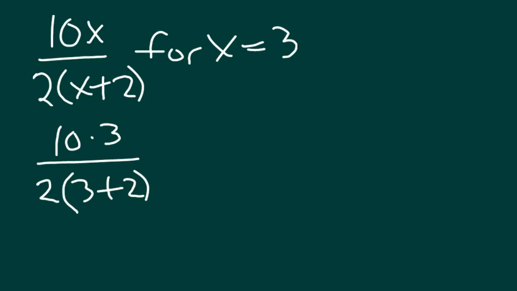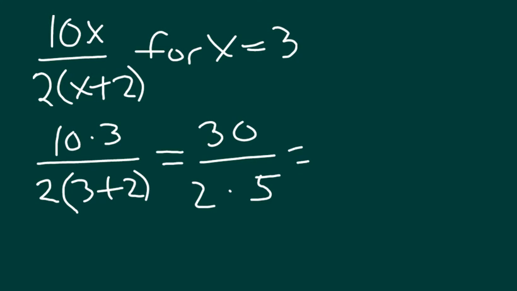So let's start with the top. 10 times 3 is 30. 3 plus 2 is 5. Times 2 is going to be 10. So the answer to the whole thing is 3. Remember, order of operations is not some one-time lesson, it's a rule for all of math for all time.